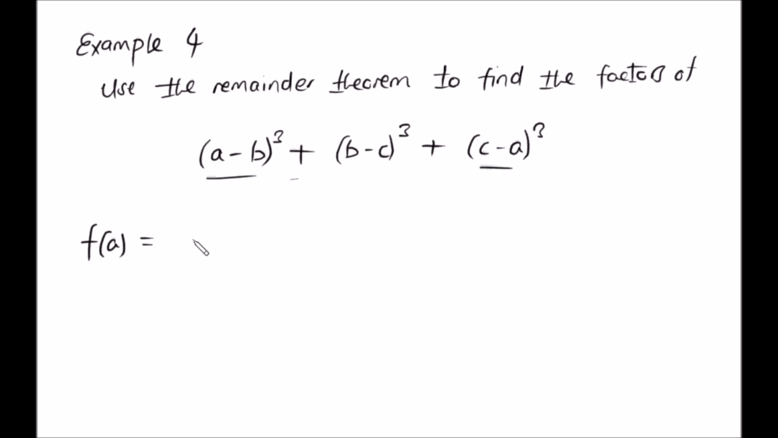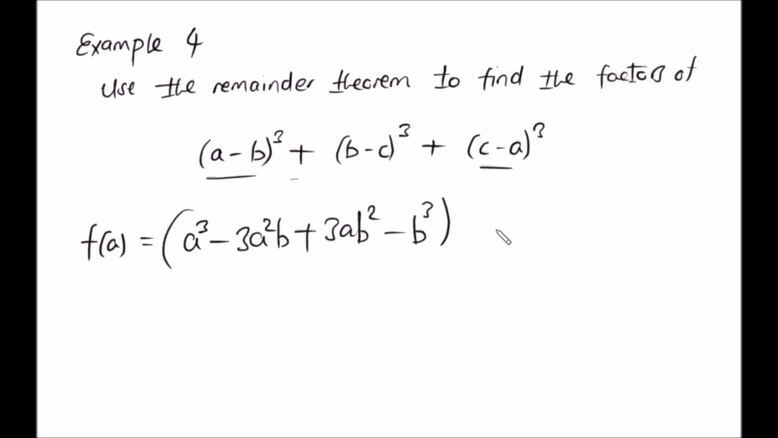Hapa kwenye a minus b ukipa expand panakuwa ni a cube. Unaweza ukafanya pembeni a minus b times a minus b times a minus b. Ipo njia rahisi ya kuexpand inaitwa Pascal triangle. Tutakuja kuisoma in the coming tutorial. So a minus b cube ni sawa na a cube minus 3a squared b plus 3ab squared minus b cube.